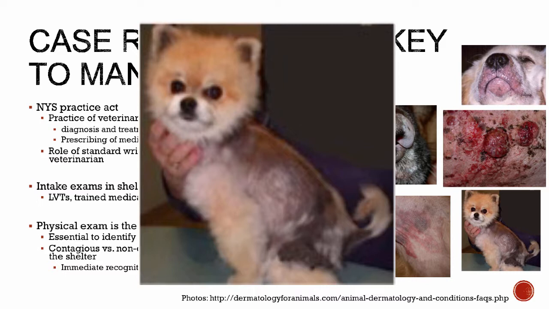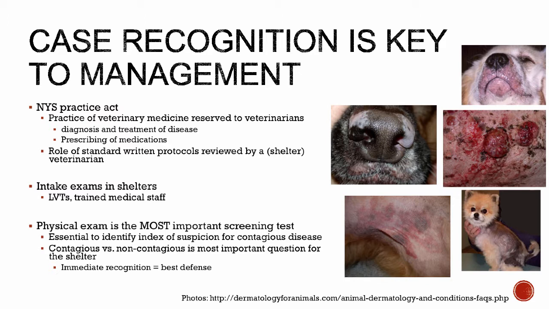What do Pomeranians get? This crazy disease called alopecia X. We call it alopecia X, so hormonally related, not contagious. But certainly, if you haven't seen that before, you could be like, oh, Lord, what just walked into my shelter? What am I going to do next? All right? So some of this is pattern recognition, and that's my next slide.